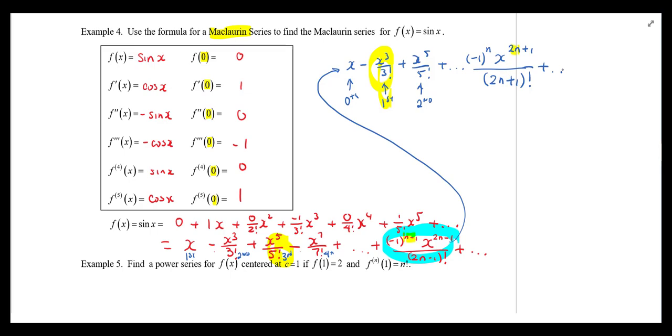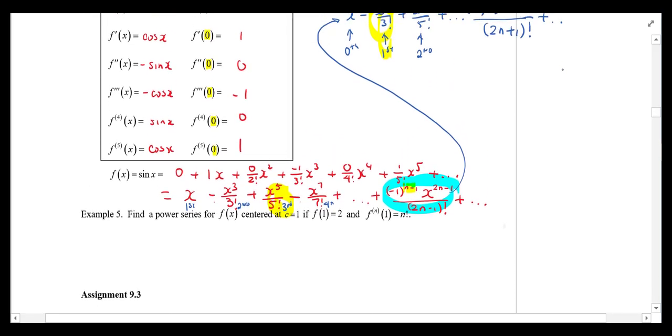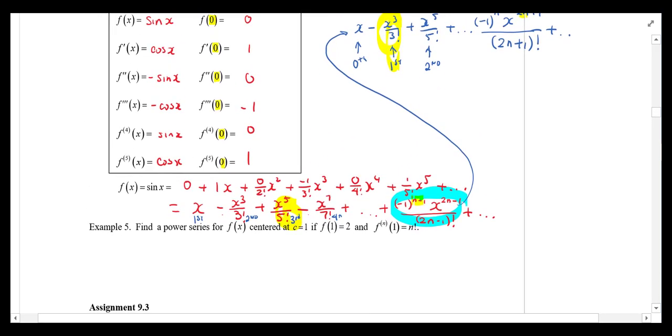Okay, all right, one last one before you do your assignment. Bravo, you've made it to the end. Example number 5 here says, find the power series for f of x, this time centered at c equals 1. And this time I'm telling you that, oh, look, f of 1 equals 2. So I gave you that first value.